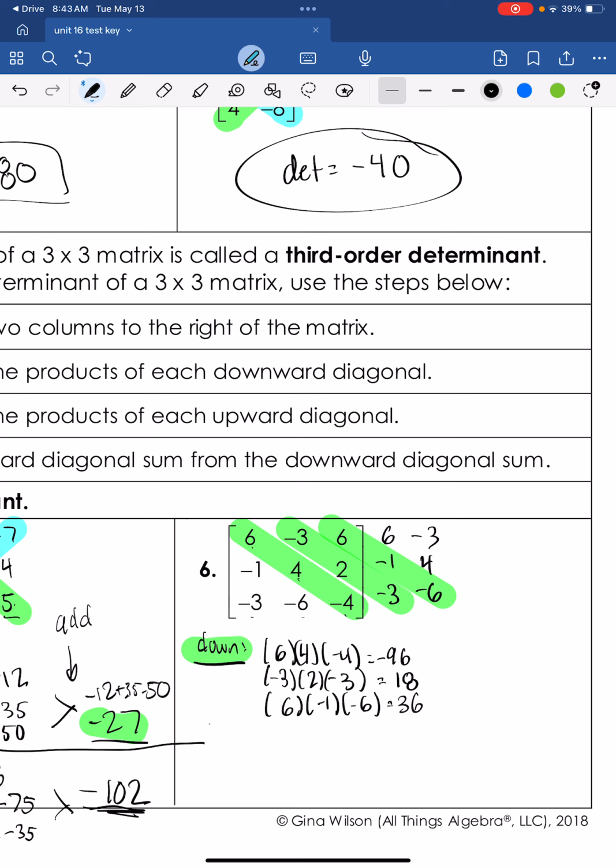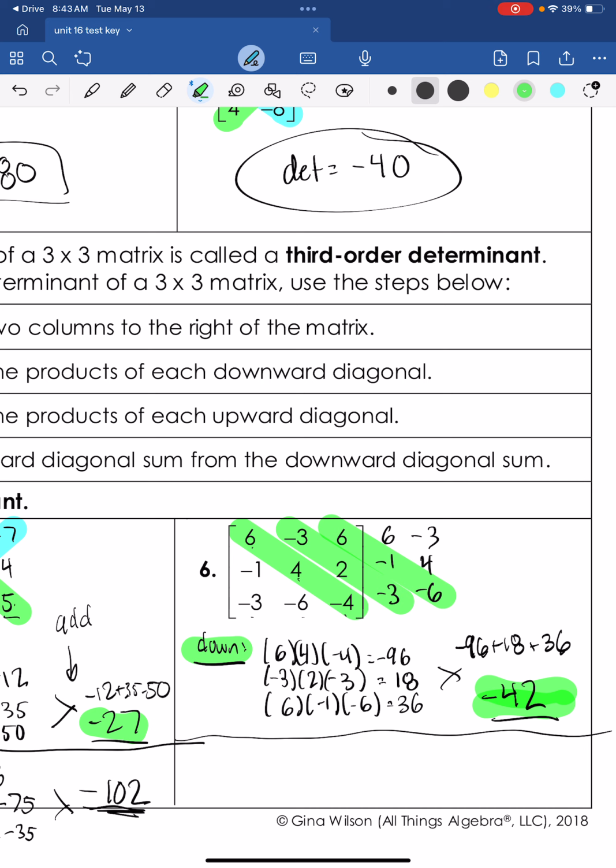All right. So now we're going to add these together. So you got negative 96 plus 18 plus 36. And when you add those all together, it looks like we're going to get negative 42. All right, negative 42 for our downward diagonal here.